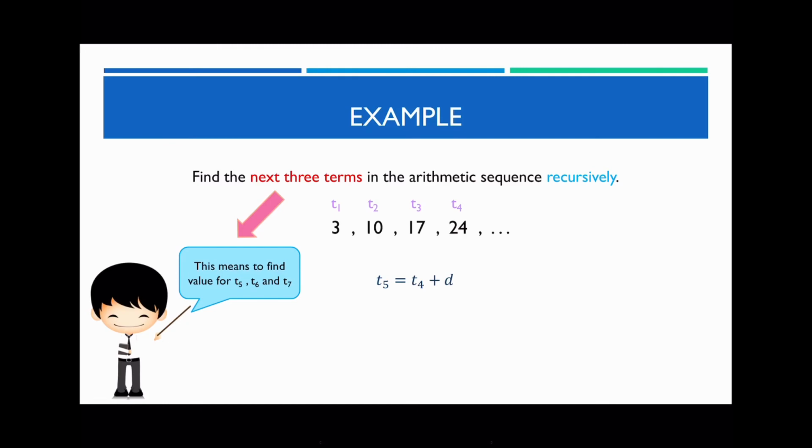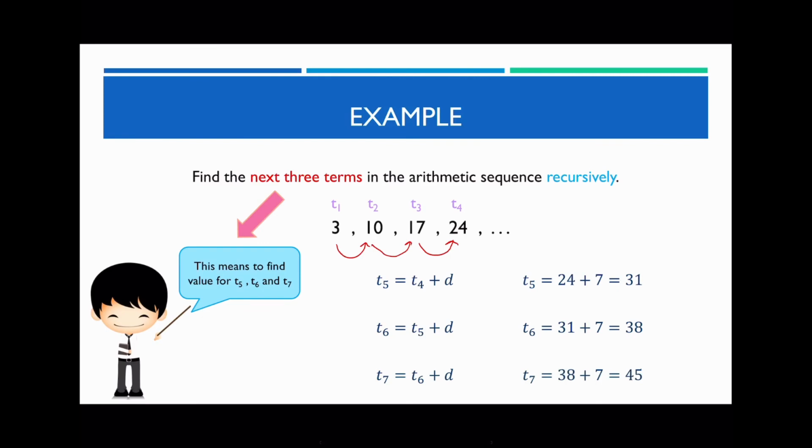In this example, notice that the sequence is increasing by the same amount. It's increasing by positive 7 each time. So if I add 7 to 24, the fifth value in the sequence is equal to 31. To find my sixth value, I just add the common difference to the fifth value. So 31 plus 7 is equal to 38. And do the same thing to find T7, which is equal to 45. This is how you would show full working out in order to get this mark if the question specifically asks you to show this recursively.